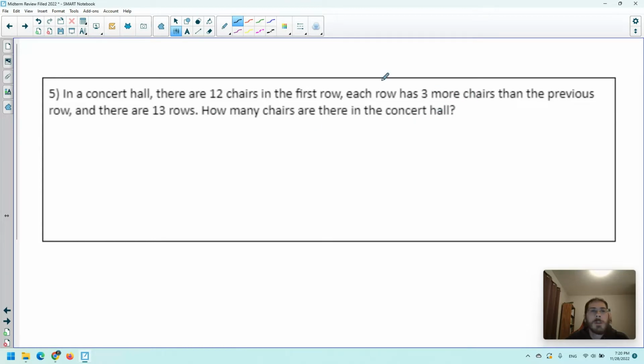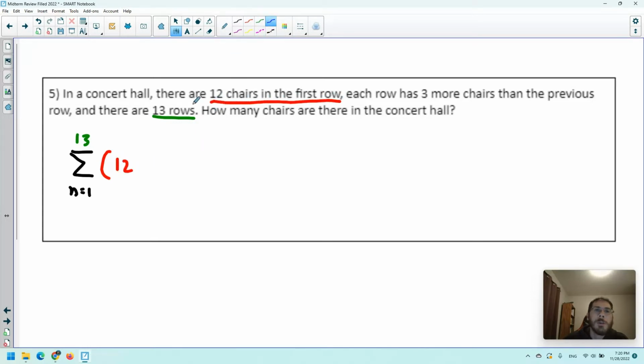Next, for number 5, we've got 12 chairs in the first row. Each row has 3 more chairs than the previous row, and there are 13 rows. How many chairs are there in the concert hall? So since we know how many rows there are, this is pretty well set up to be a sigma question. So we're going to use our friend sigma. So we'll say sigma for n equals 1. We need to get up to 13 rows, so 13 goes on top of sigma. And then in here, we always have our formula. So our formula is going to be A1. So I got to find A1, which is 12 chairs in the first row.